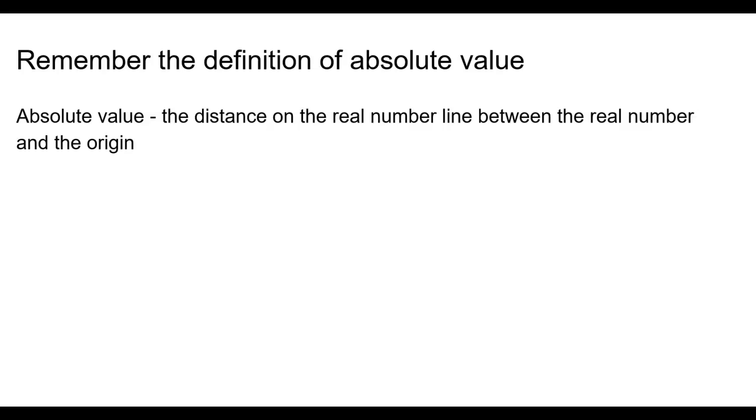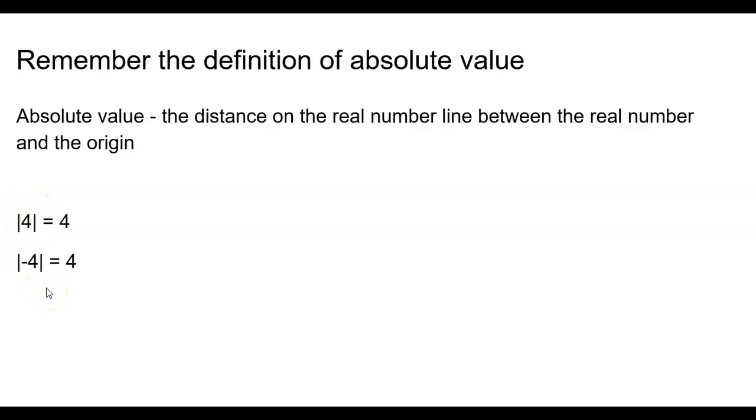Absolute value is the distance on the real number line between the real number and the origin. So the origin is 0. You're basically asking yourself, how many units from 0 is that number? If I think of the absolute value of 4, well, the number 4 is 4 units from 0, so the absolute value is 4. Remember, the vertical bars imply absolute value.